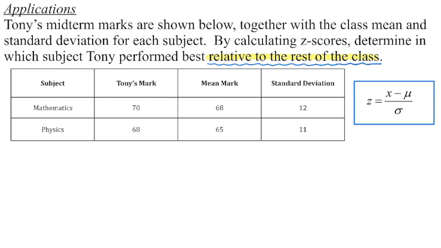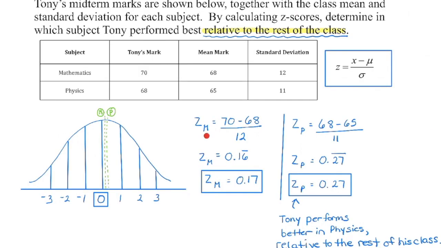I want you to practice calculating each value, and then you come up with the final conclusion. In which subject does he do better relative to the rest of the class? Calculating the z-score for both math and physics allows us to standardize that data to a bell curve. So now if we put the mean as 0, we can see that in both cases, because these are positive, Tony is going to do better than the class average.